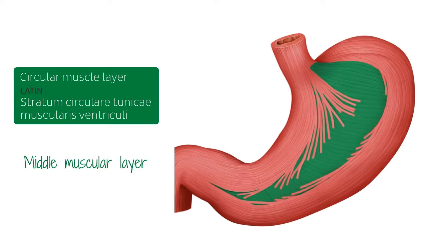This layer of the circular muscle is concentric to the longitudinal axis of the stomach and forms a thick muscular layer at the pylorus, which we know as the pyloric sphincter.